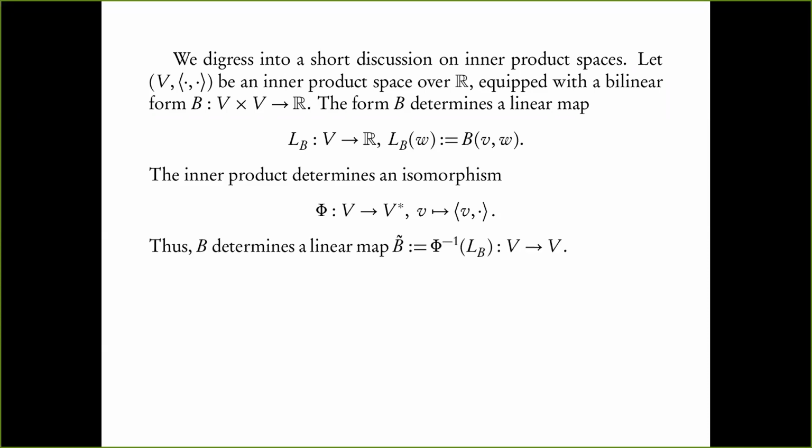Okay, so we can now use the combination of these two to determine a map from B to V. So given B, you look at the linear map LB, that is an element of V star because it's a linear map from V to R, correct? And V star is nothing but the linear dual of V. So what I could do is I could use phi inverse, which is an isomorphism from V star to V. And I can apply that to the linear map LB, which is an element of V star. And that is going to give me a map from V to V, correct?